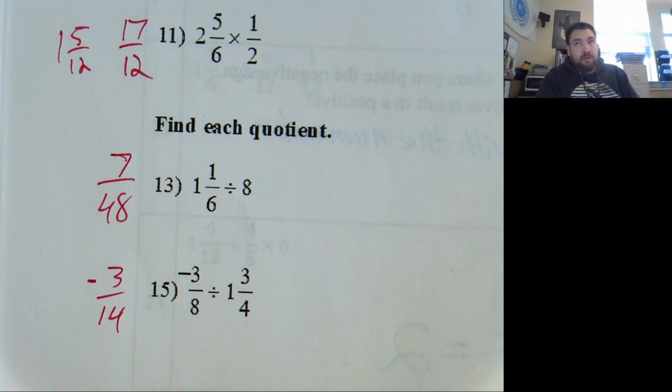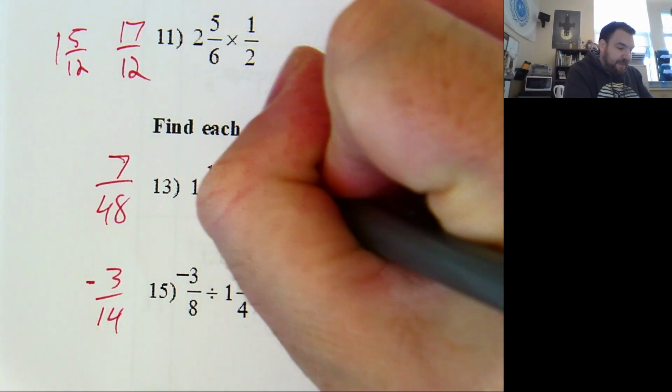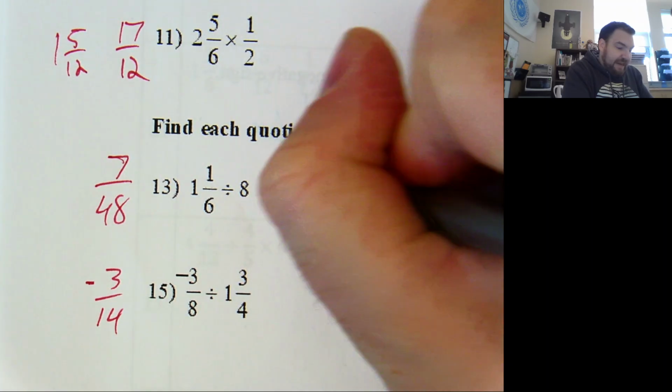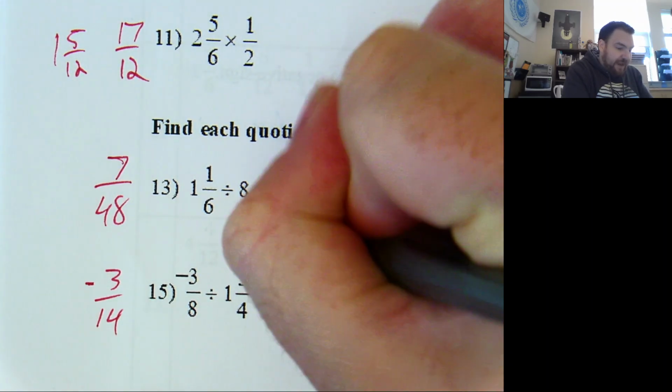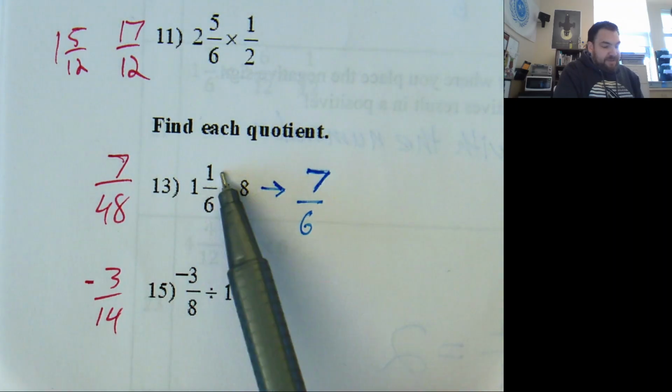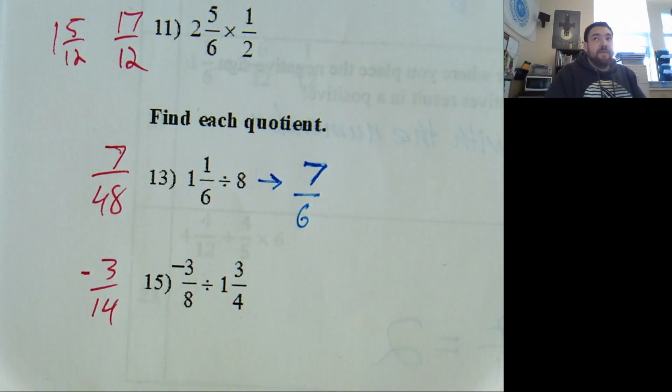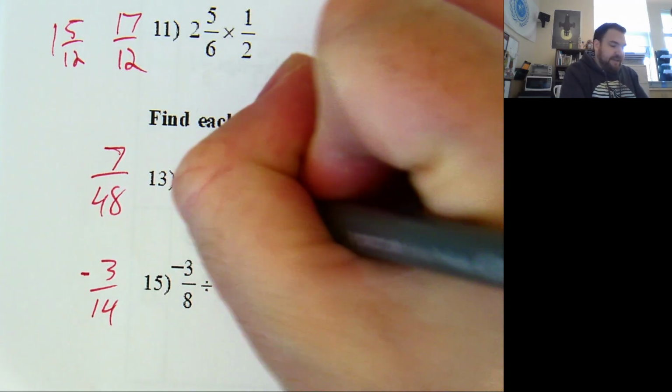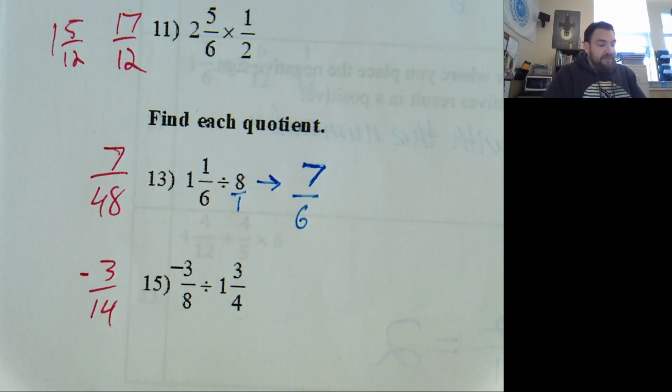So I just wanted to... that is the correct first step. Taking a mixed and turning it improper, absolutely. 6 times 1 is 6, plus 1 is 7. 7/6. Okay, next thing. That is absolutely the next first thing. So that's going to be 8 over 1. Love that.